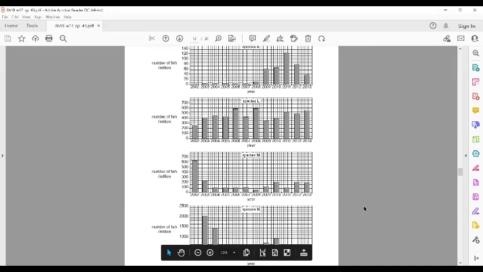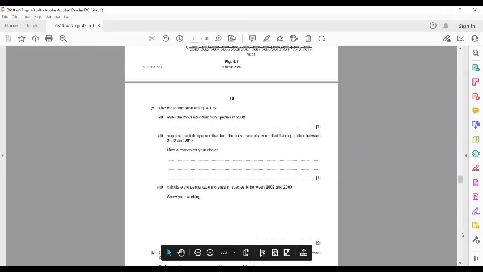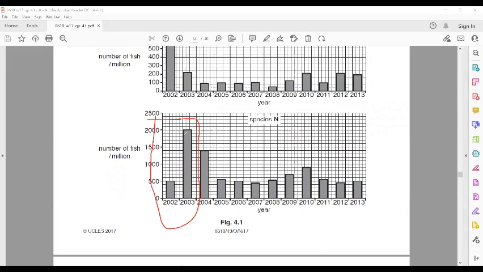It should be L, because it has more stable data. Calculate the percentage increase in species N between 2002 and 2003. Show your working. How much change do you see? Yes, you mentioned a percentage. It means that if you started from 500, how much change did we have? The amount of change is 2000 minus 500. This much is the change.